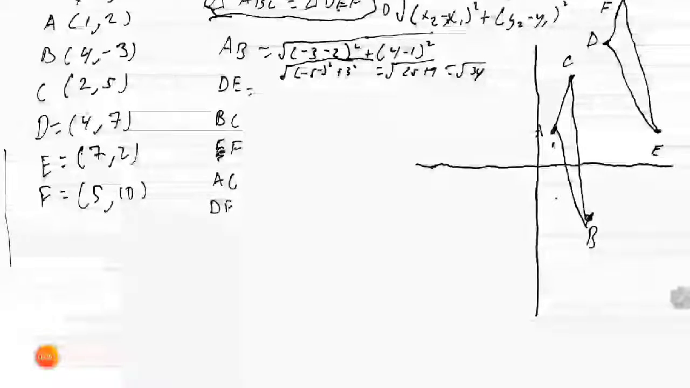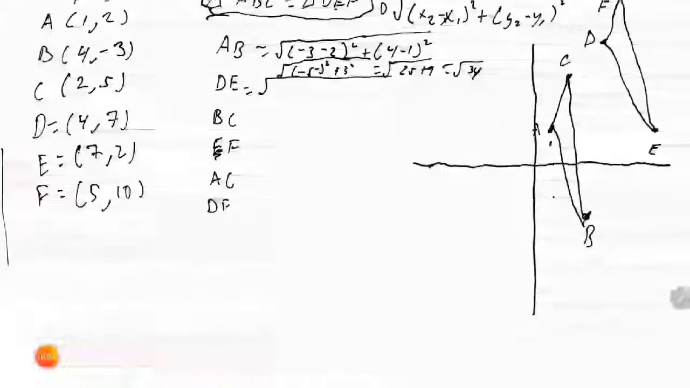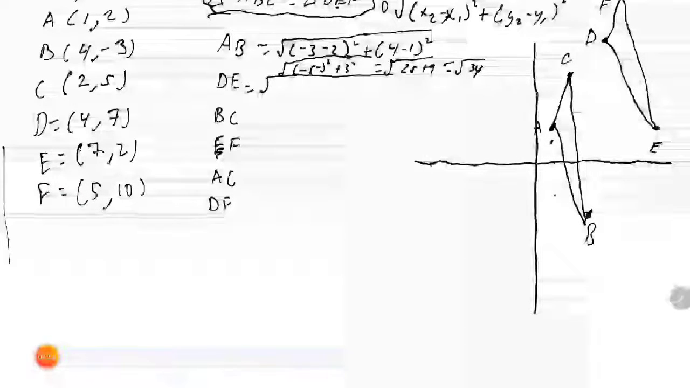DE would be the square root of (7 minus 4) squared plus 2 minus 7 squared. And what I just found out is that I graphed it wrong, because 3 squared plus 5 squared is the square root of 34. So these match.